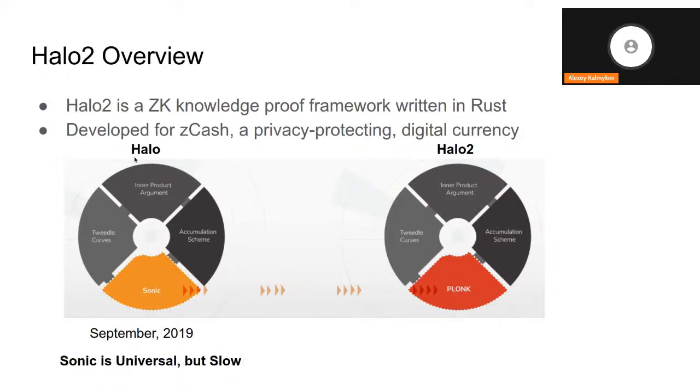In Halo 1, the problem was that Sonic was pretty slow, and in Halo 2, it was replaced with Plonk, a much faster SNARK that is currently on par with one of the fastest non-universal SNARKs. So it is universal, it can be used for any computation, and it's extremely efficient.